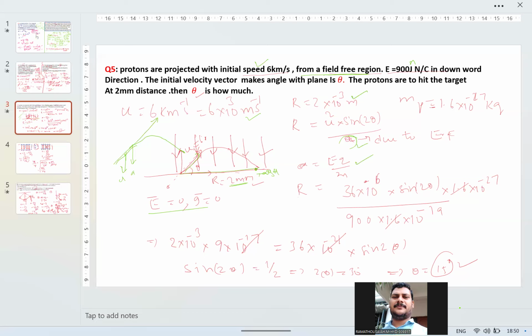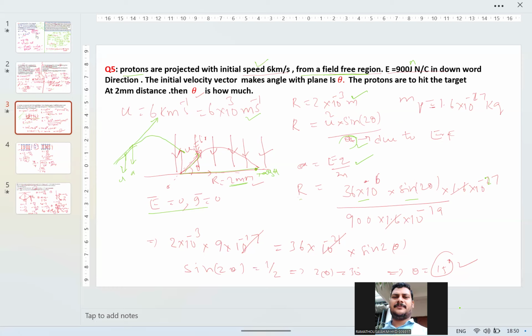So now substitute the u square value, sin 2 theta, and here the proton mass. Since a proton is given, the mass of the proton is 1.6 into 10 power minus 27 or 26. That is not mentioned here, but we have to take whichever gives the correct answer. You will come to know in the solution. And here 900 into 1.6, this is the charge of the proton, 1.6 into 10 to the power minus 19 coulombs. So the 1.6 gets cancelled. Here 900 into 10 power minus 19, it will be 9 into 10 power minus 17.